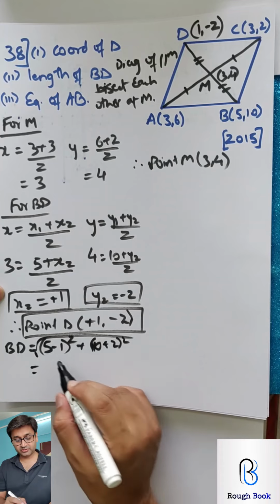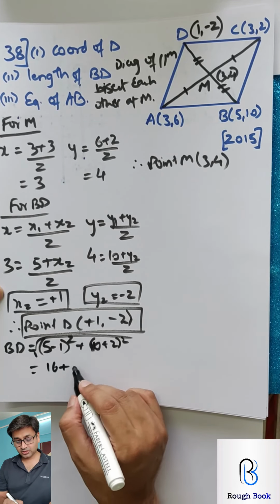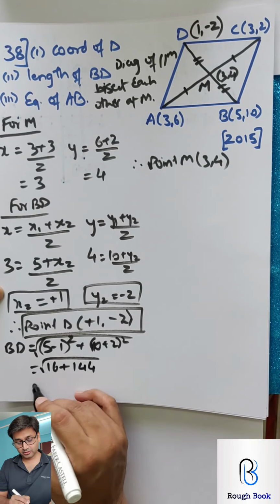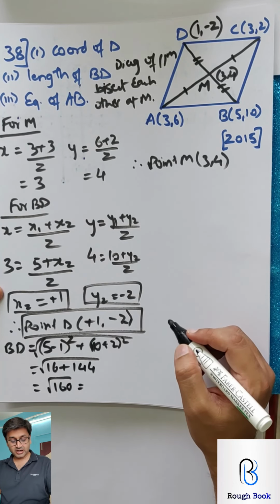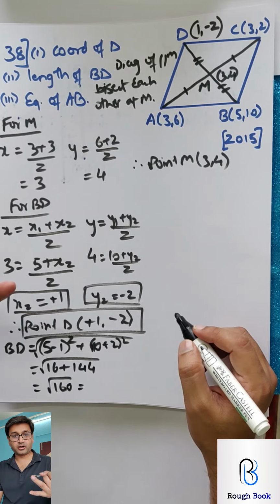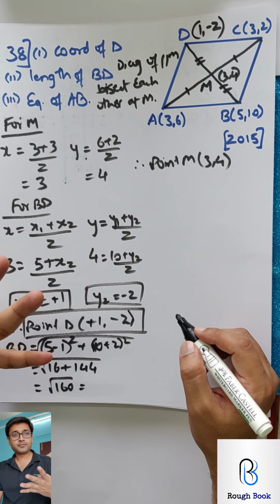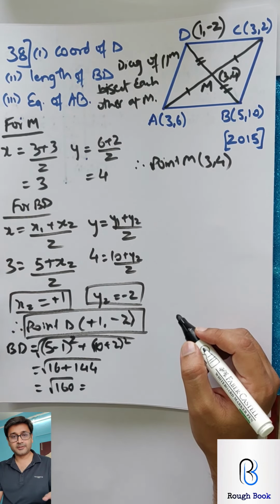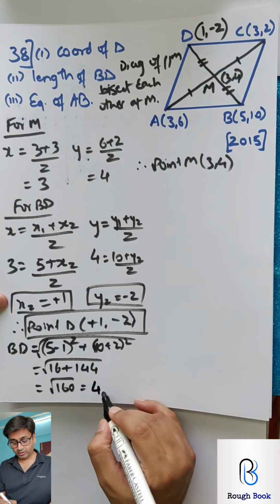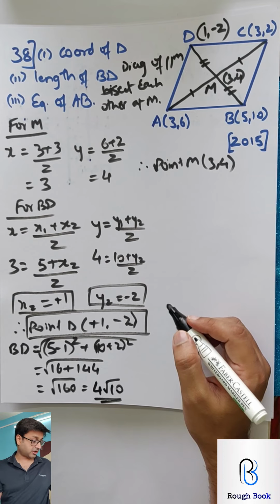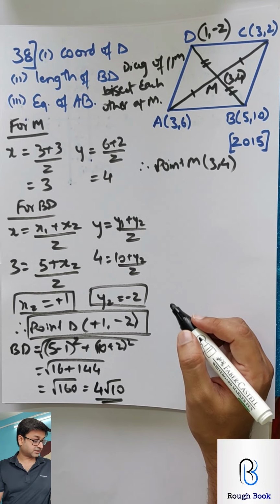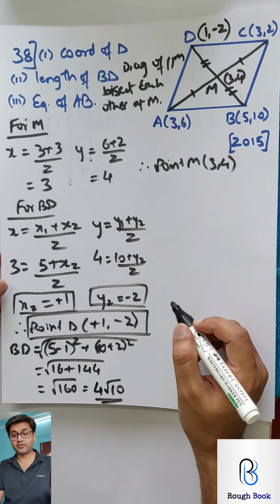So 5 minus 1 is 4, 4 squared is 16, 10 plus 2 is 12, 144 under the root, so root 160. If you take the factors, I don't know what you will get, so 80, 40, 20, 10, so 4 root 10. Yeah, it's going to be 4 root 10. That's what your answer should be for BD. I'm just checking once again because I don't want to go wrong. It's correct. And last one, equation of AB.